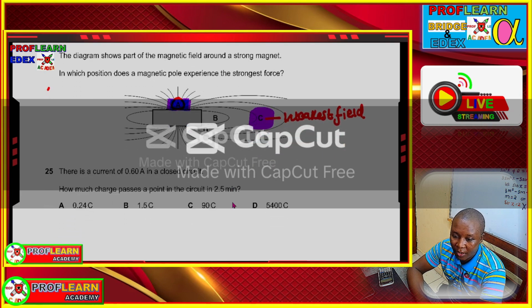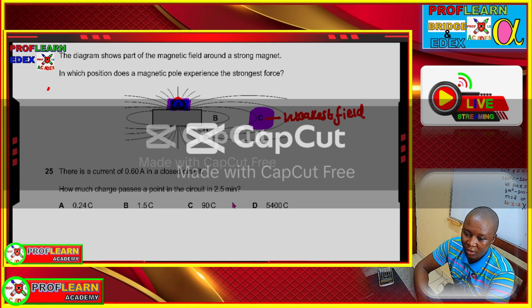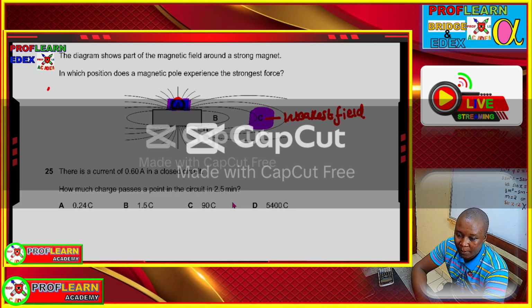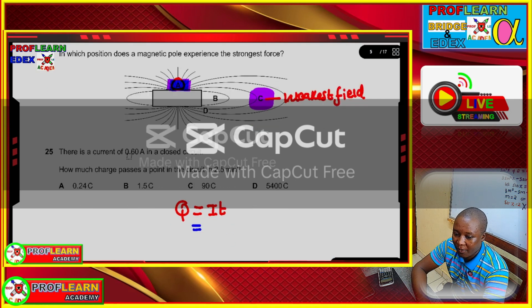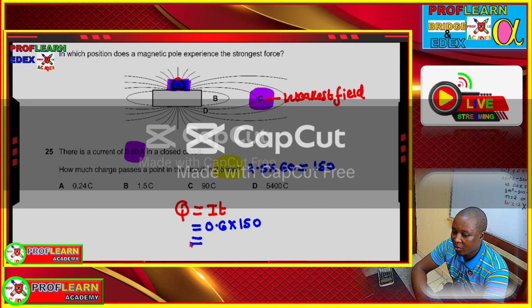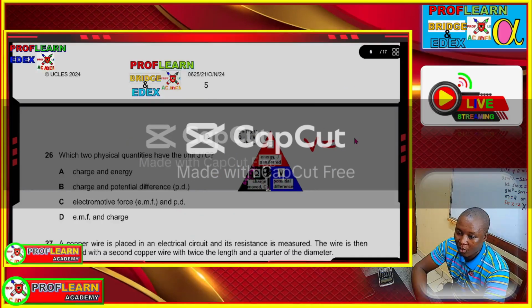In question number 25, we are told that there is a current of 0.6 amperes in a closed circuit. How much charge passes? We know that charge equals current times time. We have to convert the time to seconds by multiplying by 60, and then we get 150. That is 0.6 times 150, which translates to 90 coulombs.